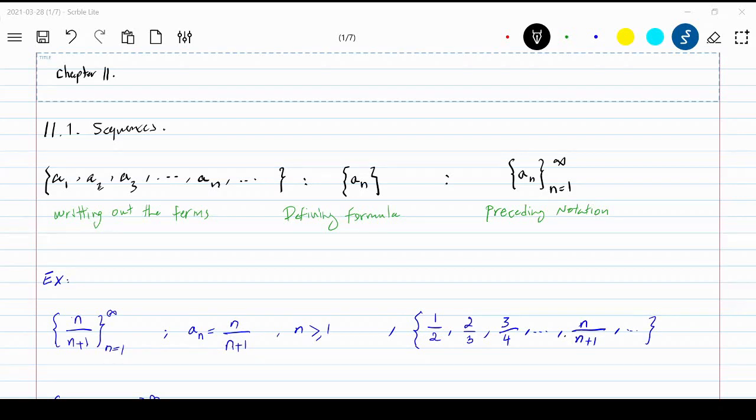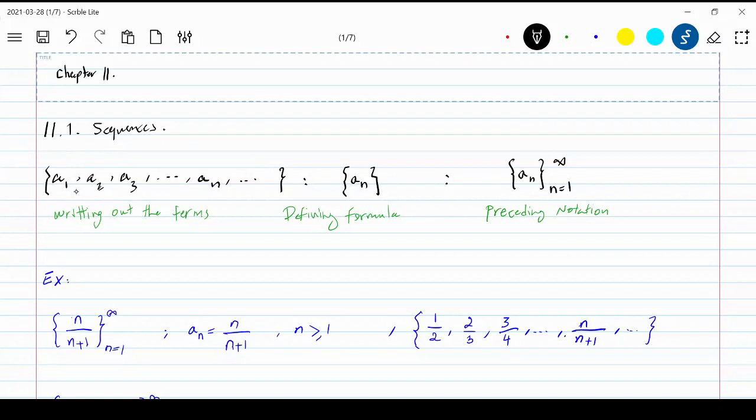Let's start chapter 11. First section today we're going to talk about is sequences. I'm going to introduce what is a sequence. There are some properties for each sequence, like is it an increasing, decreasing sequence, bounds for sequences. So first, what is a sequence?